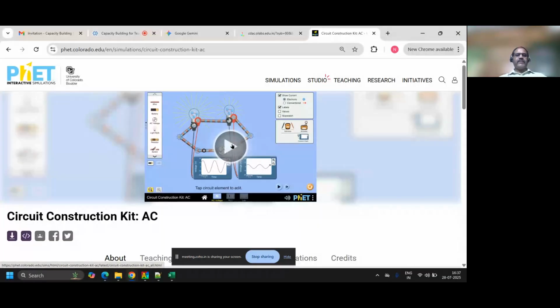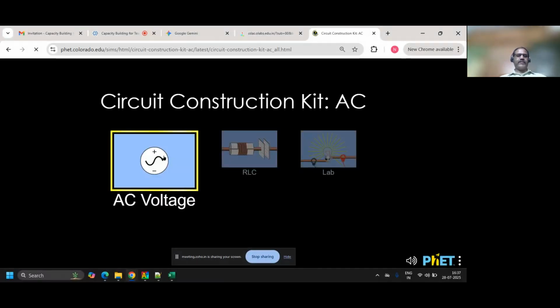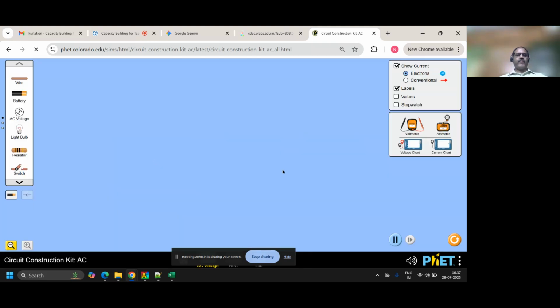Now, I want to show a circuit. Let me start showing you the circuit. I am sharing my screen. You are seeing a circuit. Just 1 second. Hope my screen is visible. I'll wait for somebody. It may be loading. So I'll wait. Let it load.